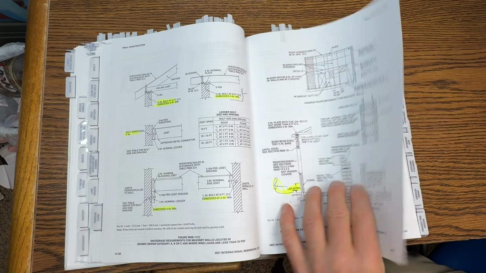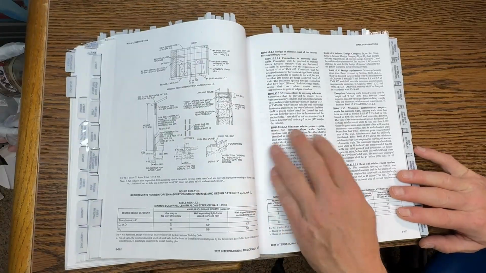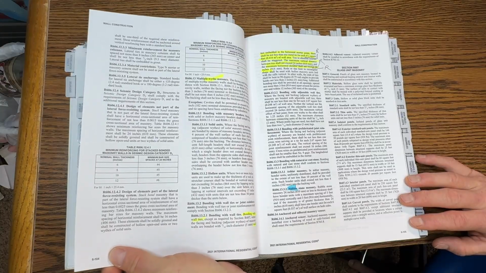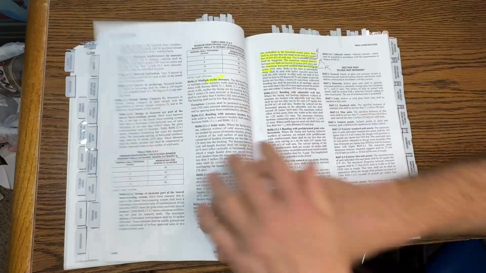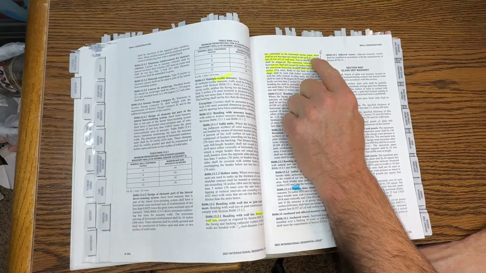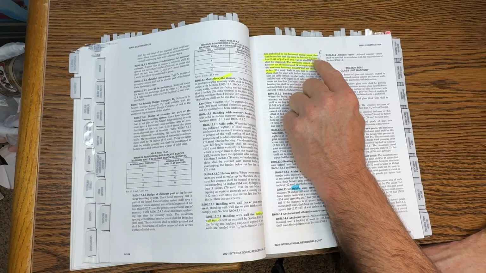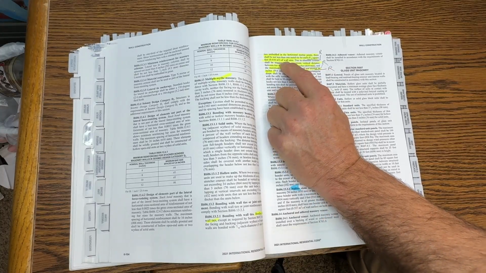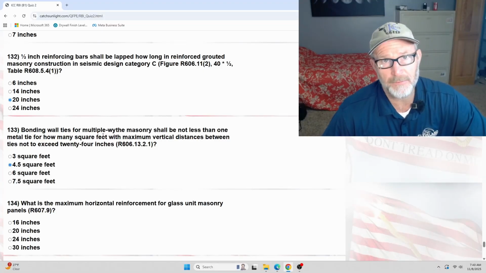R606.13.12 or .2.1. Let's see, where are we at? R606.13. Let me jump over here. There we go. 13.2.1. So let's read. Bonding with wall ties. Ties embedded in the horizontal mortar joints. There should not be less than one metal tie for each 4.5 square feet. So right there, if you're doing bonding ties, you need one every 4.5 square feet to meet that question.